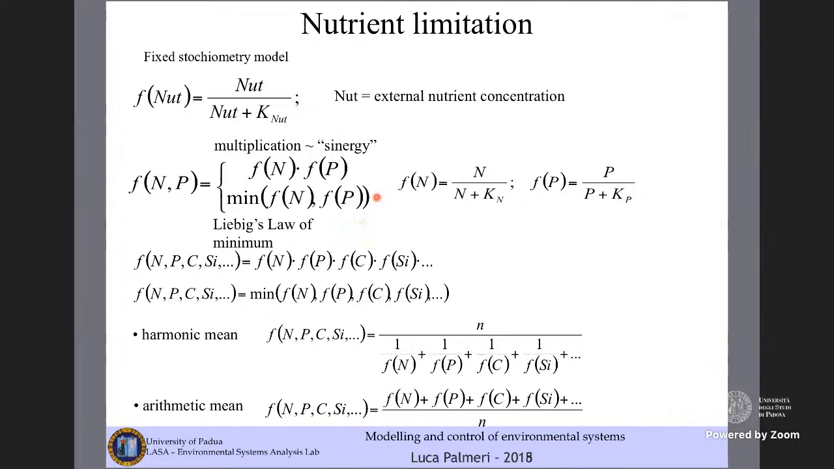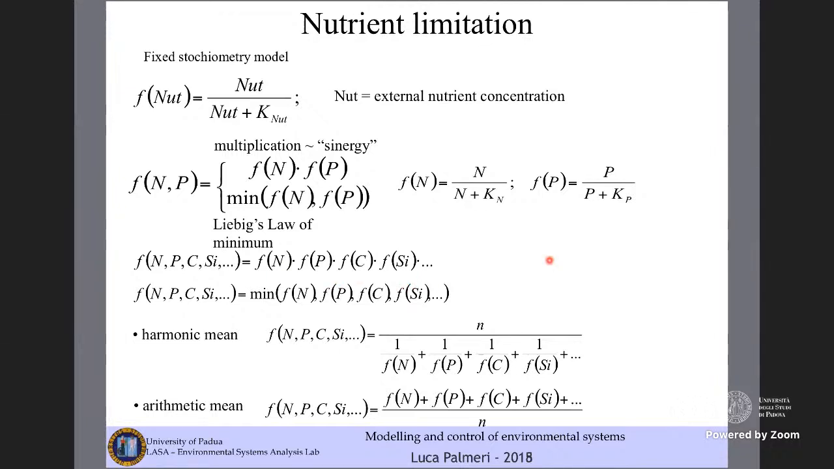In this case, while in the first case we are a little bit overestimating the limiting effect, here we are a little bit underestimating the limitation effect, because we are only considering the most limiting nutrient. This approach may be extended to quite a complex, large set of different nutrients, like the case here in which we are combining colimitation, for example nitrogen, phosphorus, carbon, silicates, and so on.